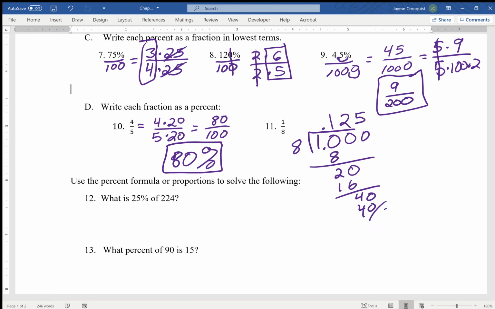So I've come to the end of it. So now I move my decimal, right? This is a decimal. So 1/8 is 12.5%, right? Because I move my decimal place 2 places.